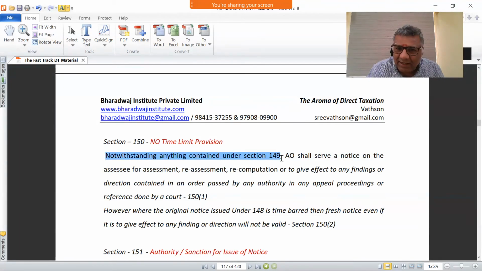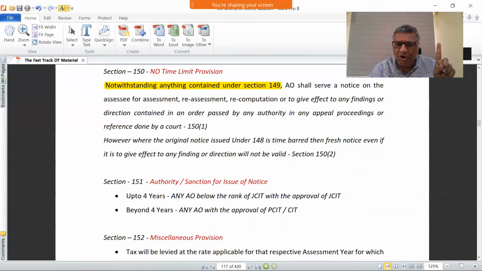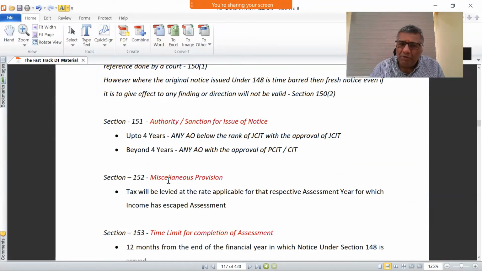Notwithstanding anything contained under 149, this section overrules 149. The AO shall serve a notice of assessment or reassessment to give effect to any finding or direction or order passed by the appellate proceeding. For that, no time limit. Okay. 151 is purely internal procedure, the doctrine of indoor management, who has to give approval, etc. 152 is at what rate the income will be taxed.